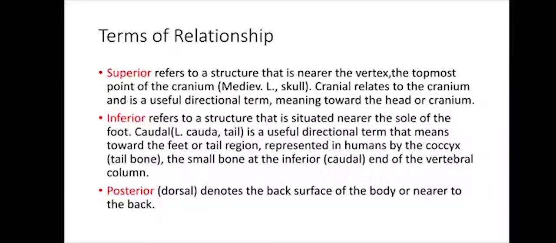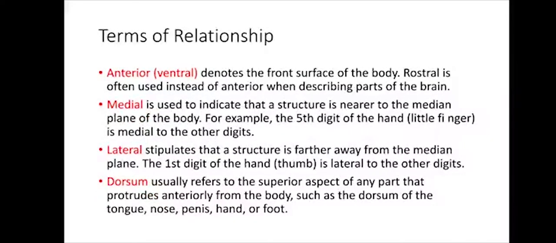It is useful in describing words that are directed towards the feet or tail region. In humans, it is represented by the coccyx, also known as the tailbone, the small bone at the inferior or caudal end of the vertebral column. Then we have posterior, dorsal, which denotes the back surface of the body or nearer the back. Then we have the anterior or ventral, which denotes the front surface of the body.